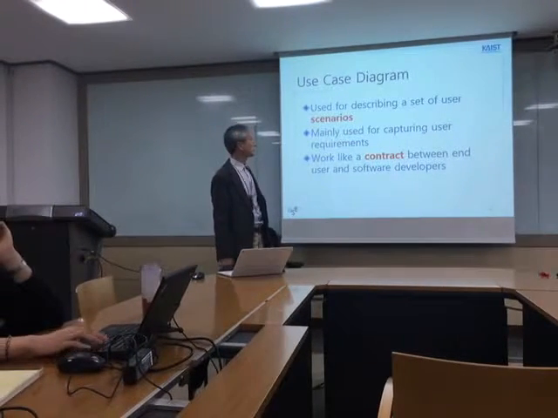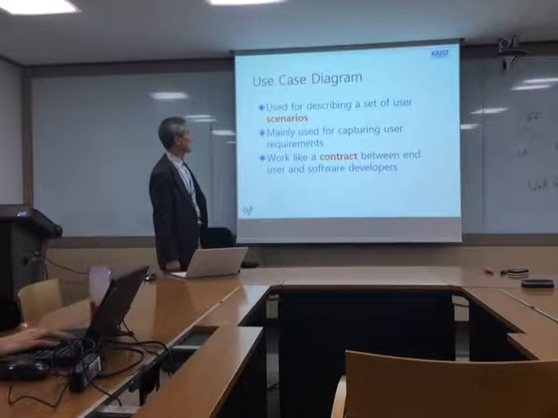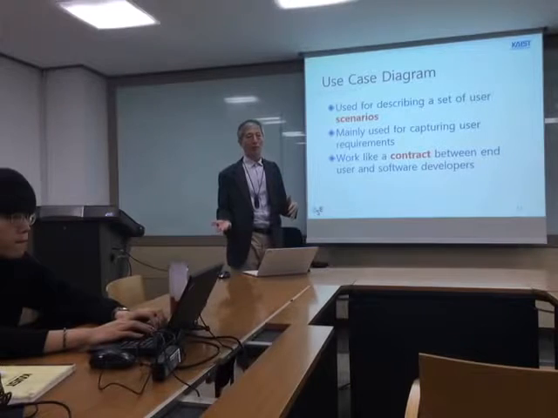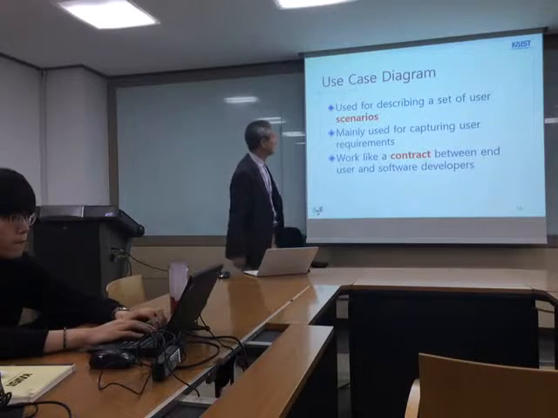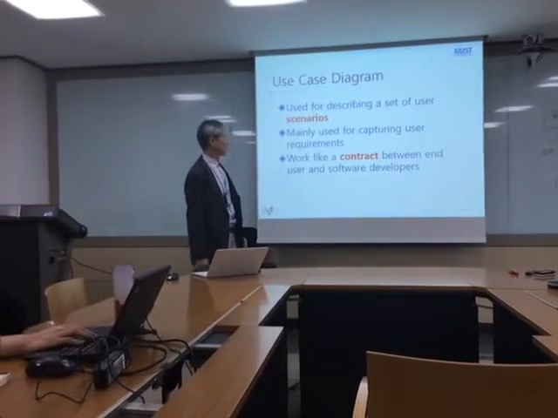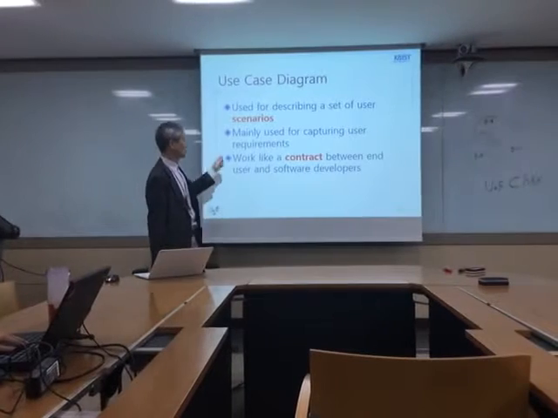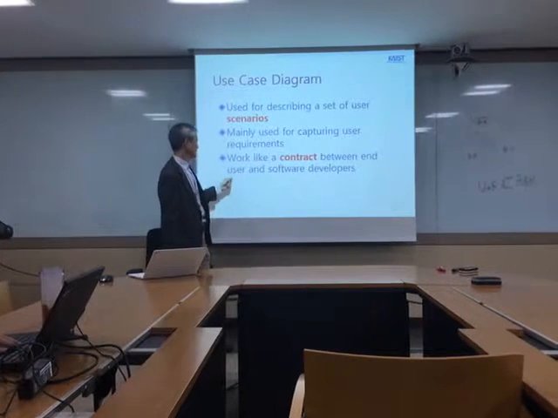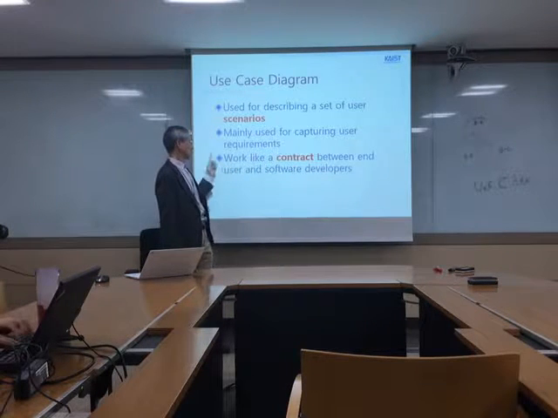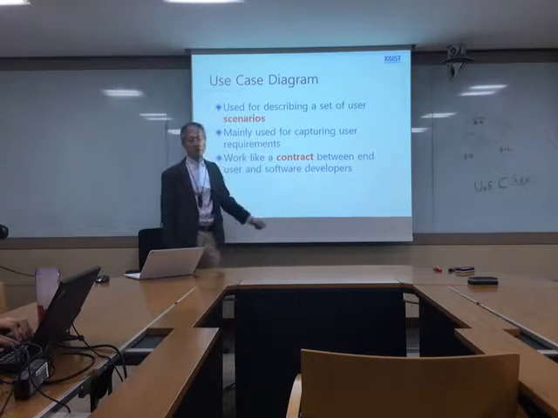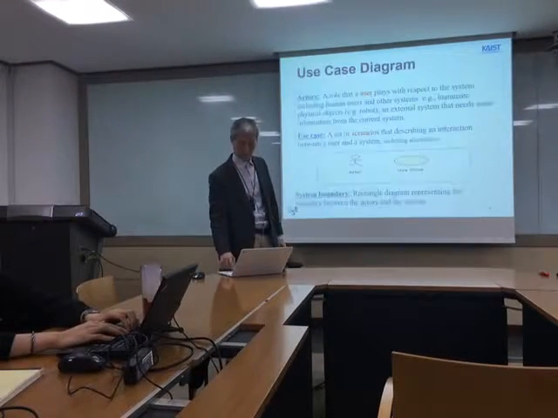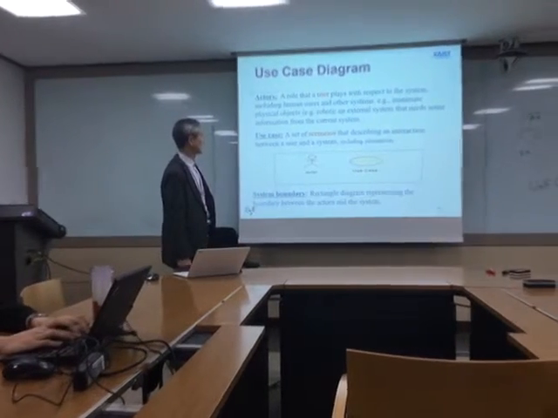So the use case diagram shows a scenario using that car or ship or building, right? It is mainly used for capturing user requirements for software. Also, it is used for contact between software users and software developers, or, say, car users and car developers. You can make a match between software design and hardware design. So the use case diagram looks like this one.